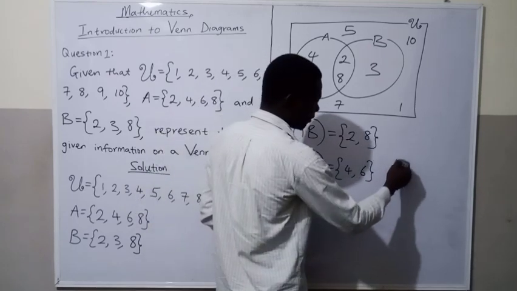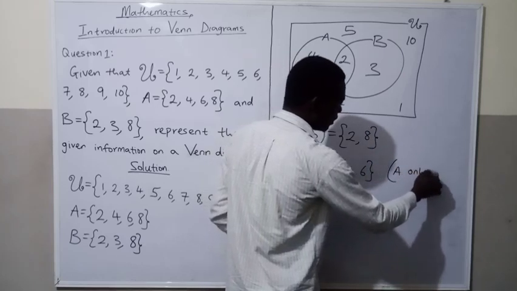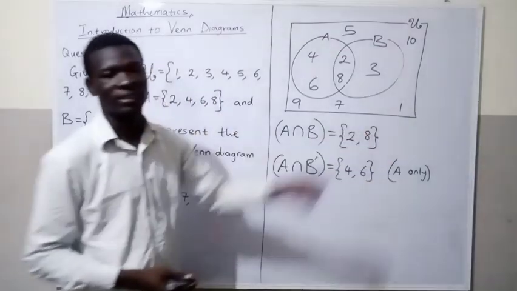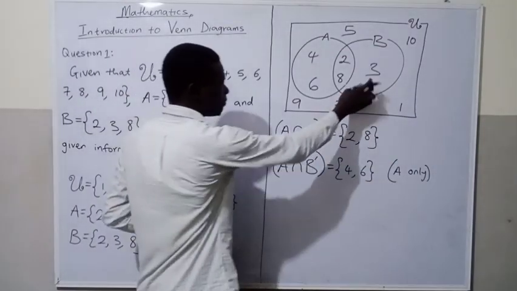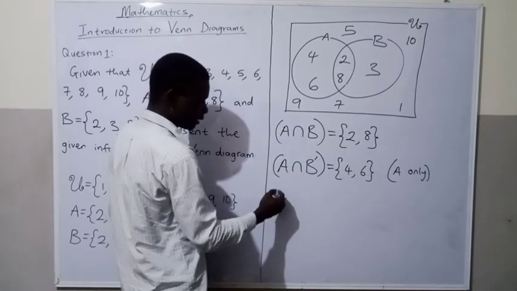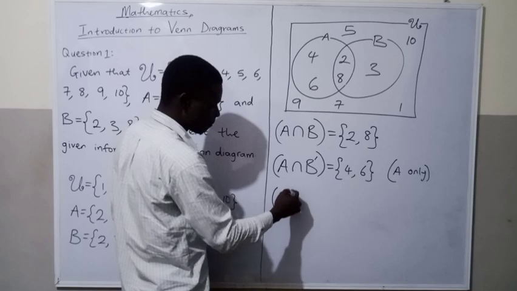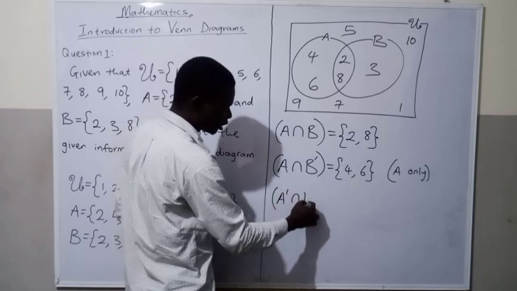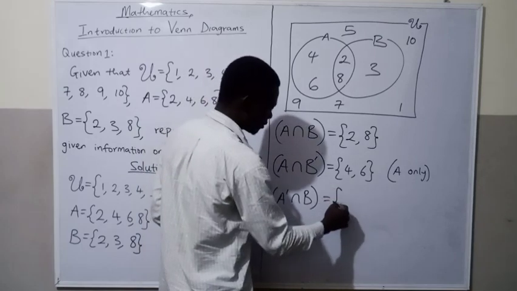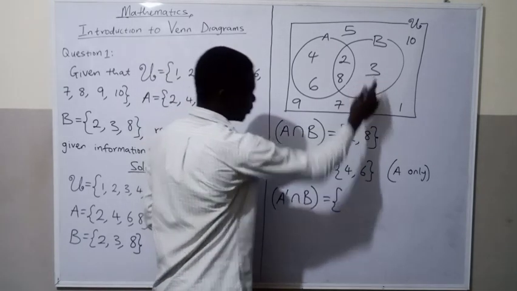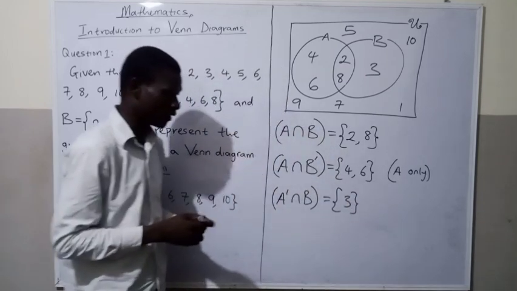So another way they normally write is they say elements in A only. That's everyday English for it. A only. Then elements in B only. They are in B, but they are not in A. So that is A prime intersection B. A prime intersection B is this, and it's just 3. So we're going to have our 3 here. That's what we have there.